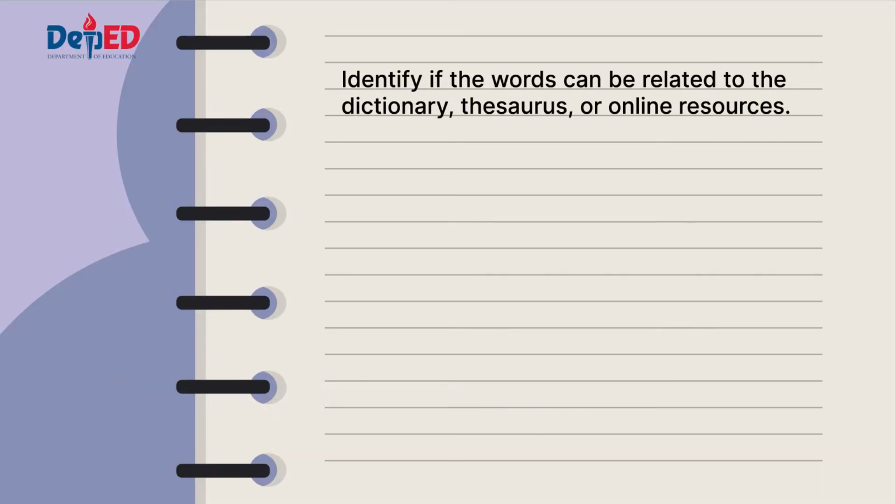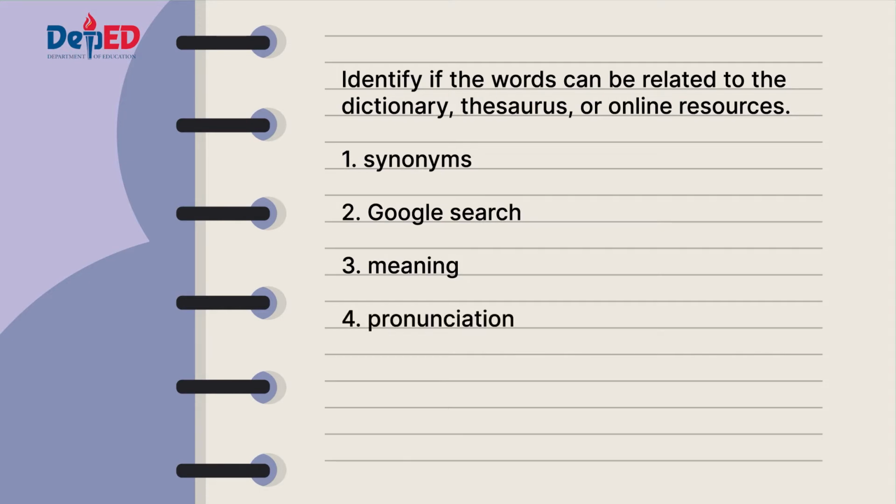Identify if the words can be related to the dictionary, thesaurus, or online resources. Get ready with your pen and paper, children. Number 1, it's synonyms. For number 2, Google search. And now, number 3, it's meaning. Next one is pronunciation. And for the last one, it's Mozilla Firefox. So, are you thrilled to know your scores?